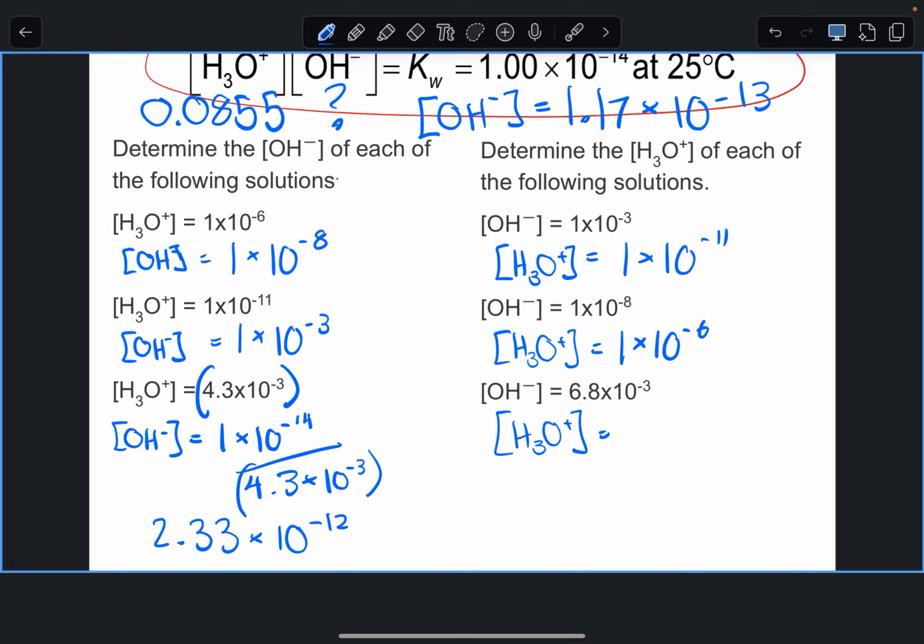Hopefully you're seeing a trend here with the ones where the coefficient is 1. Sorry, is that negative to the 14th, that bottom one? Yeah, so that's me calculating it. That's not the answer. That's the answer, but yes, that's the calculation. Because that's the relationship up there, the one that's typed: H3O plus times OH minus equals 1 times 10 to the negative 14.